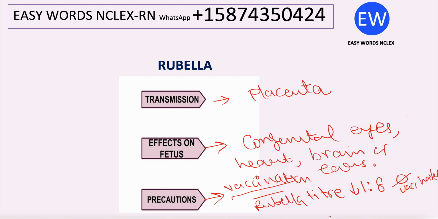But the question now is, can we give this vaccination during pregnancy? No, we cannot give this vaccination during pregnancy. It is given during the postpartum period. And one more thing I want to remind you is that whenever we give this vaccination in the postpartum period, we always remind the client not to get pregnant for at least 3 months after receiving the vaccination for rubella.